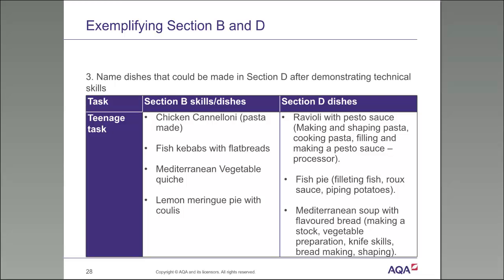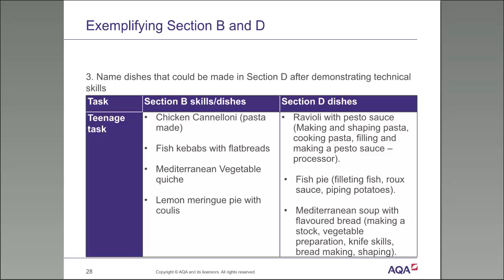Quite often that can be a difficult task. The fish pie, we could have the filleting of the fish, a roux sauce, and then the piping of the potato. And then the Mediterranean vegetable quiche we've suggested could be made into a Mediterranean soup, and then adding a flavoured bread. So making a stock, the vegetable preparation, the knife skills, and then the bread making and the shaping.